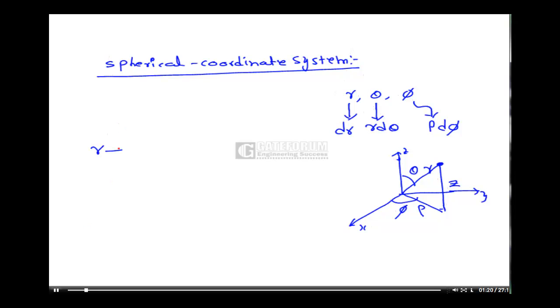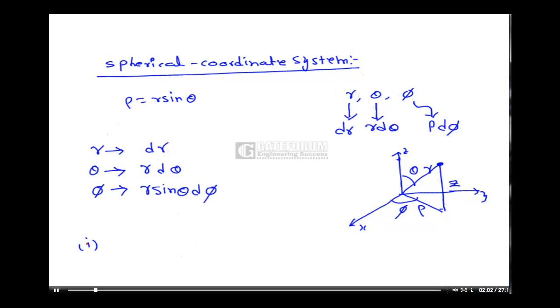Therefore, r will generate a small length dr, theta will generate a small length r d theta, phi will generate rho d phi. Rho is equal to, we know, r sin theta. So it will generate r sin theta d phi differential length. So these are the lengths, nothing but if you take a small piece of the spherical surface, the differential lengths because of r, theta and phi, that is in all three directions in the coordinate system.